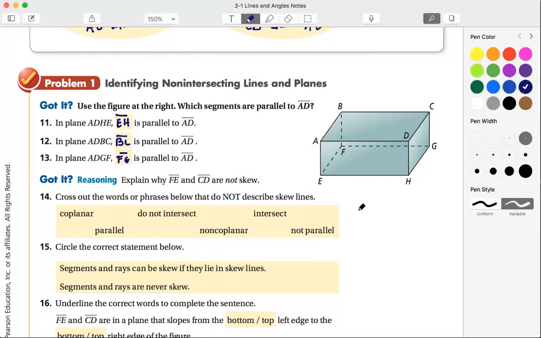So explain why FE and CD are not skew. So here's FE and here is CD. They're not skew lines because, well, they don't intersect, but they're not skew because you could draw a plane that goes through the diagonal. So that's why they're not skew lines.